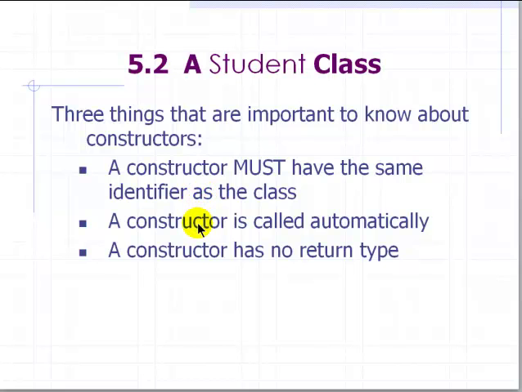A constructor is called automatically. That means you don't pass it a message like you would a towel to change its color or ask what color it is. It is called automatically when you create a new object. A constructor has no return type. We haven't talked about methods very much, but remember that if you pass a message to a towel and ask it what is its color, it returns a string. So a constructor has no return type. It cannot spit back an answer.